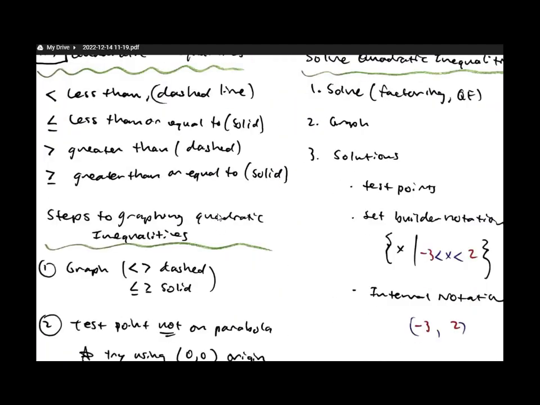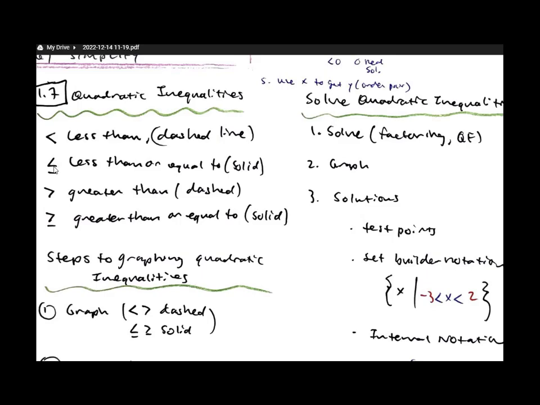1.7, quadratic inequalities, less than or equal to. If there's no line there, it's going to be dashed, or if there's a line there, it's going to be solid, which means you include that solution. A dashed line means that you don't include it.